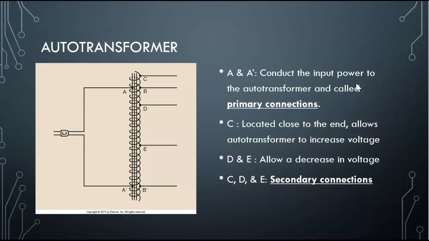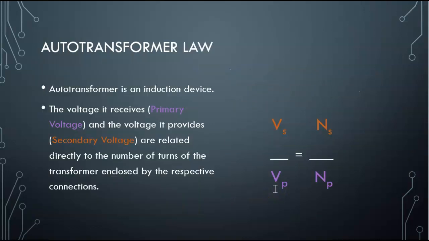So if we look here, it's talking about A and A with asterisk. They conduct the input power to the autotransformer. They're called the primary connections. Then we go to C up here, which is located close to the end and allows the autotransformer to increase voltage. D and E allow a decrease in voltage. So this is where we're talking about our kVp minor and major, okay? So C, D, and E are secondary connections.